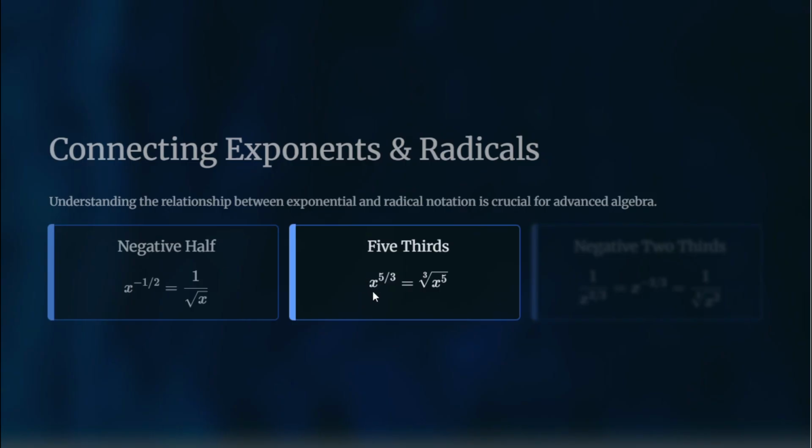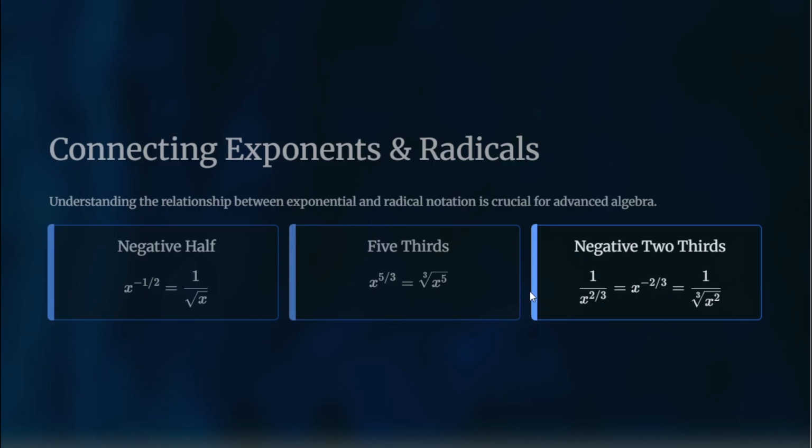Or x to the power 5/3. We know that for x to the power 5/3, 5, our numerator, is our power, and our denominator 3 is our root. So we can rewrite this as the cube root of x to the power 5. Or for instance, 1 over x to the power 2/3 is equal to x to the power negative 2/3. Or you could rewrite this as 1 over the cube root of x squared.